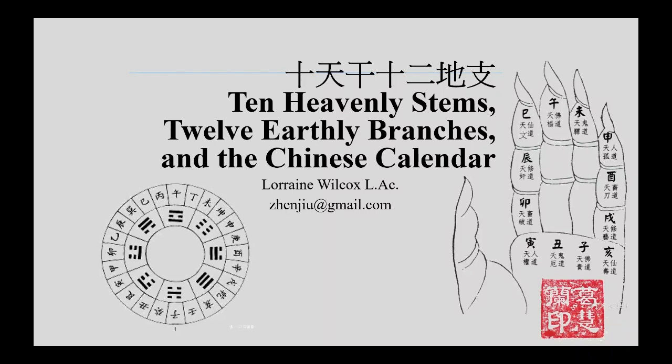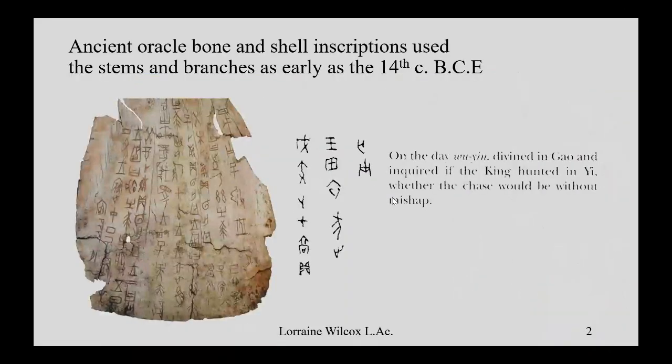Okay, so we're going to talk about the 10 heavenly stems, the 12 earthly branches, which are an important part of the Chinese calendar. There'll be a second part of this video that will go into some more detail, but for now, let's start with stems and branches and a few other things like the 24 jie and so forth.